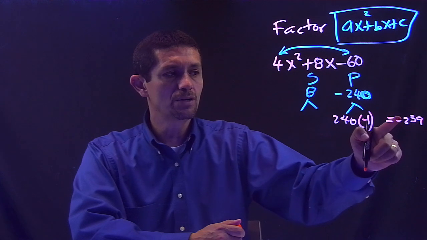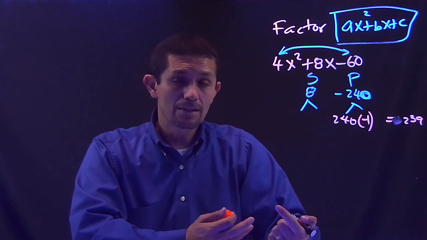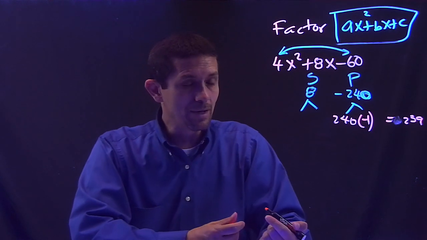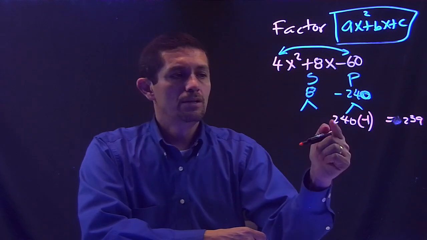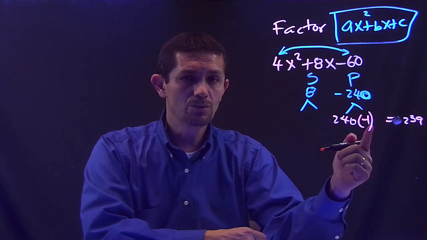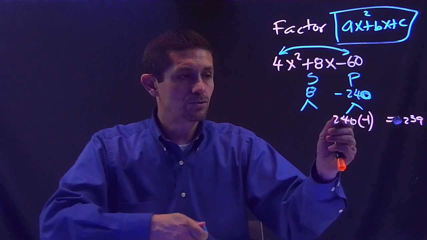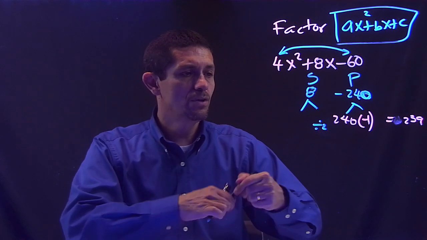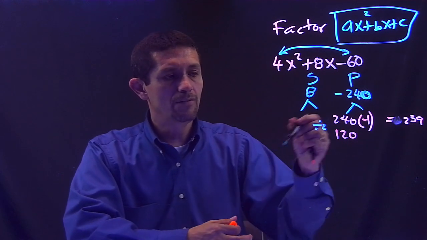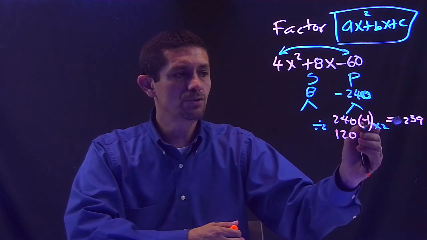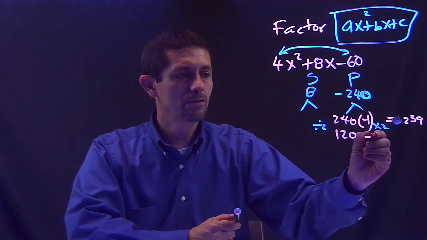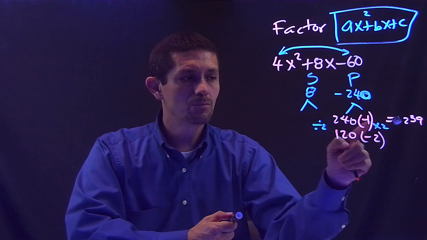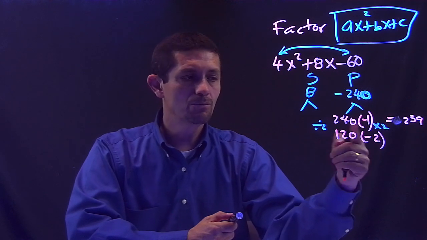240 minus 1 is 239. All right, a little better. It's not the numbers, but at least I have the positive. Okay, here comes the process. After that, what you do is you divide by 2 here, and you multiply by 2 over there. 240 divided by 2 gives you 120. If you divide by 2 here, you multiply by 2 on the other side. Negative 1 times 2 is going to give you negative 2. So the process is that you divide by 2 here, multiply by 2 there.